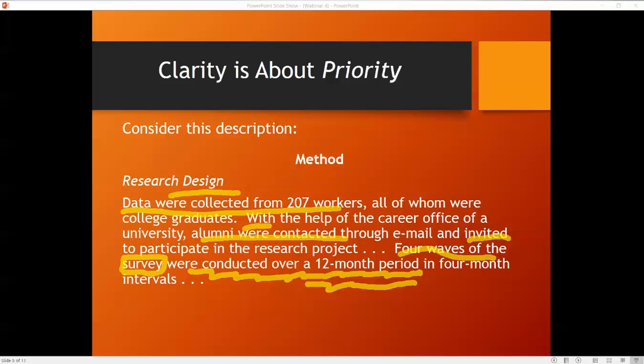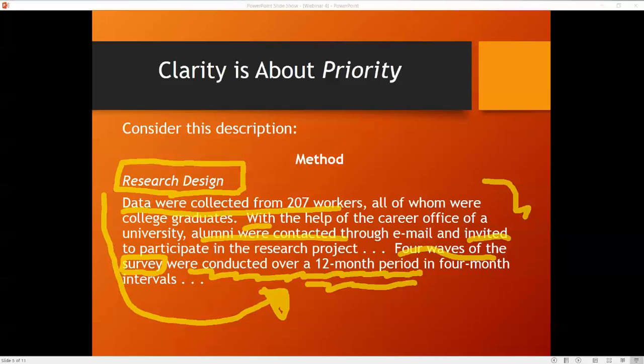So what we have in a section of the methodology description on research design, we get all the way to the bottom before possibly we're talking about the research design. This information here is actually methodology.